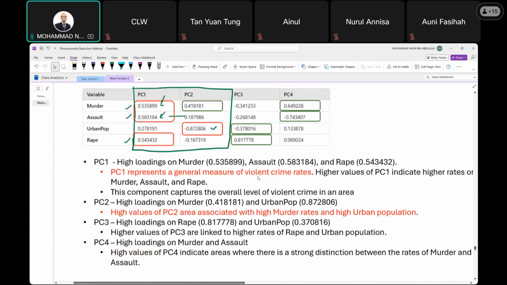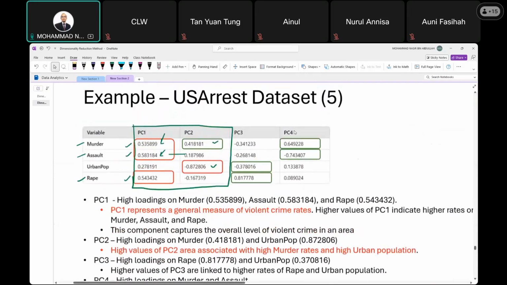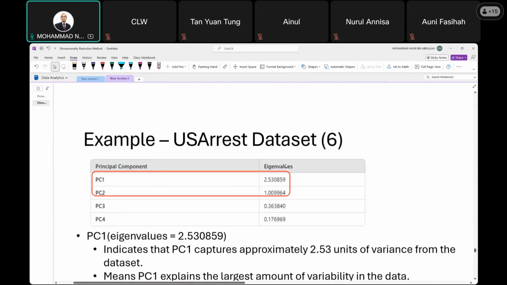PC1 represents a general measure of violent crime rate, right? Because it consists of murder, assault, and rape. The higher value of PC1 indicates a higher rate of murder, assault, and rape. For PC2, it is associated with the higher urban population and also a higher murder rate. So PC3 and PC4 will be omitted. Okay.